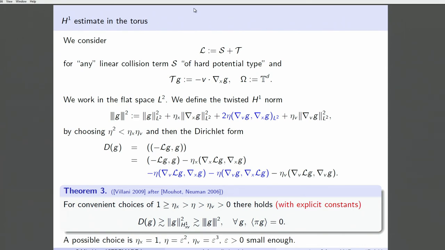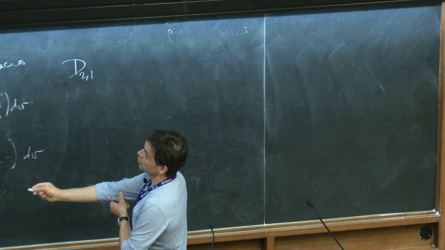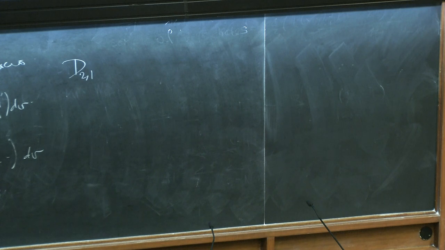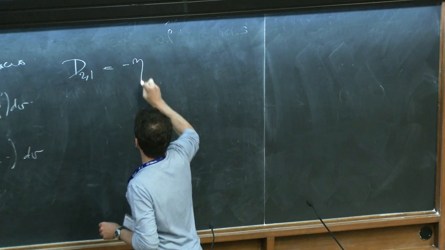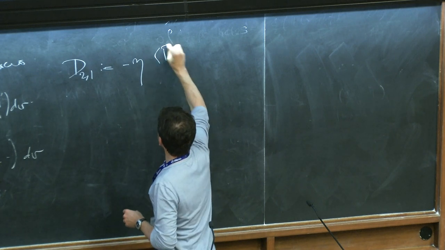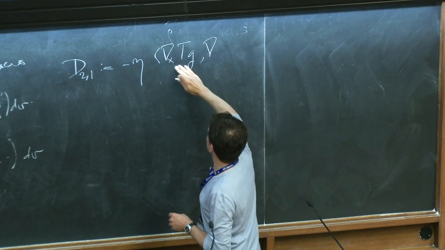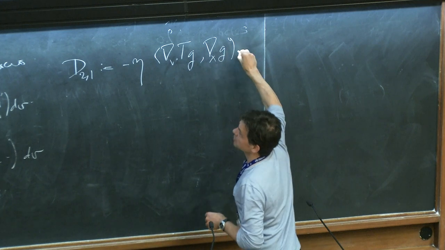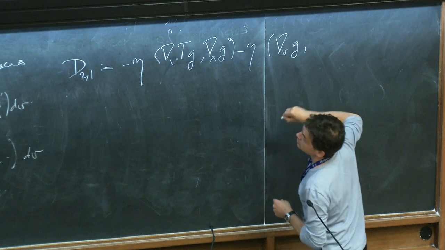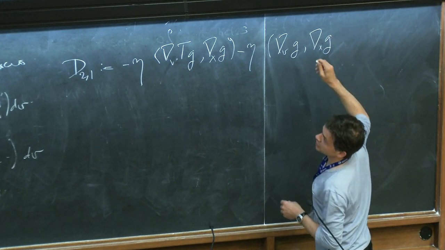We call D2 the part which comes from, so that's D0, D1, D2, and D3. So it's one part of this term. And one part of this term, in fact, I will write D21, is the part where you just consider not the L, but the T. So in that case, by definition, you have eta gradient x T G gradient V gradient X G minus eta gradient V G gradient X G, and there is a T somewhere.